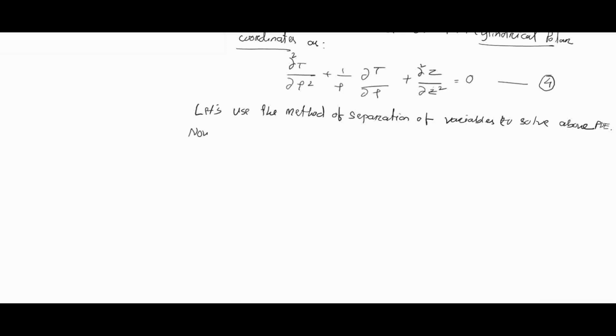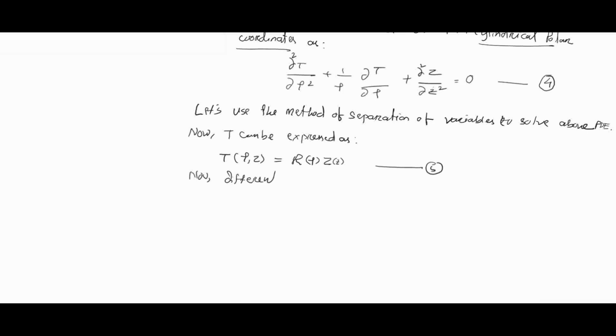Now T can be expressed as T(rho, Z) is equal to R(rho) Z(Z). R is a function of radius rho, and Z is a function of Z. Okay. This is equation number 5.